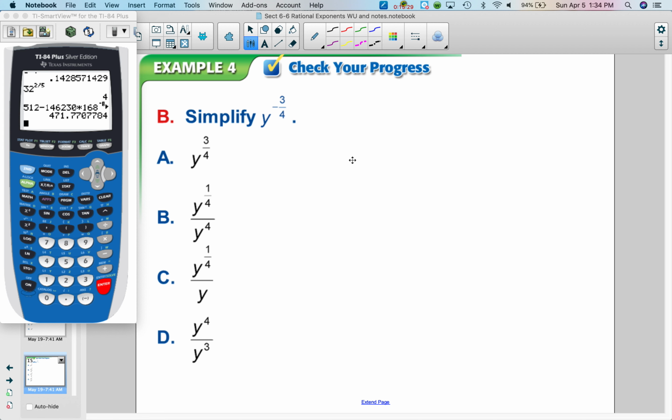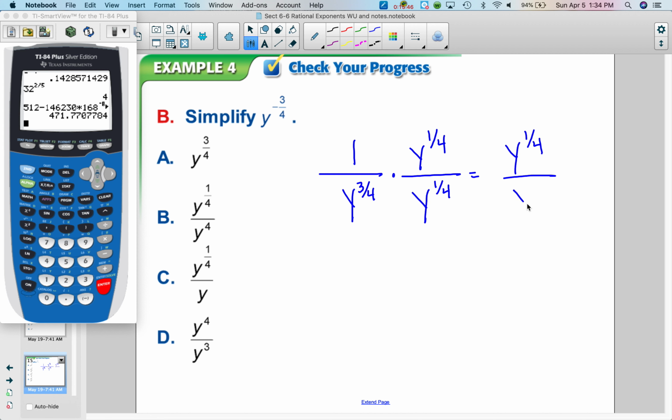Okay, so start by thinking reciprocal. So 1 over y to the 3/4. What would you need to multiply by to complete this and make it a whole? We'd need y to the 1/4. Whatever you do to the denominator, you do to the numerator. So I get y to the 1/4, and now I have y to the 4/4, which is just y. So that is this one. Okay, so hopefully that helps.